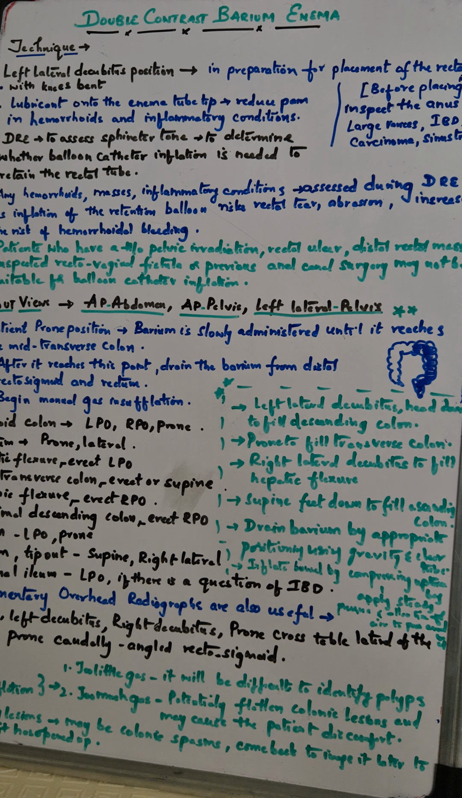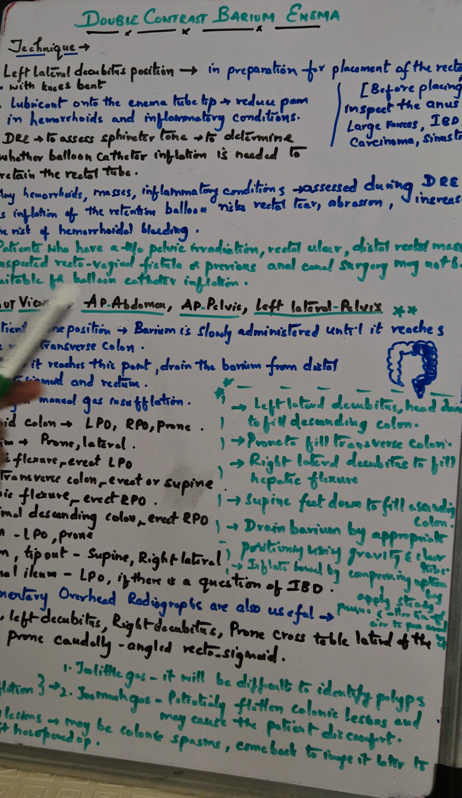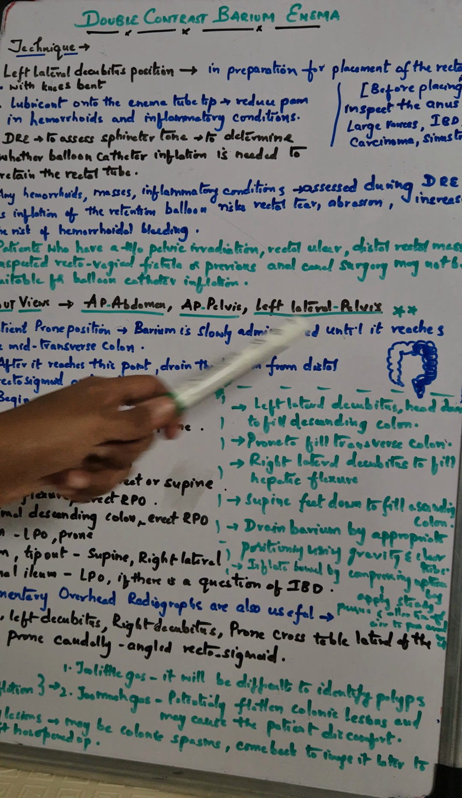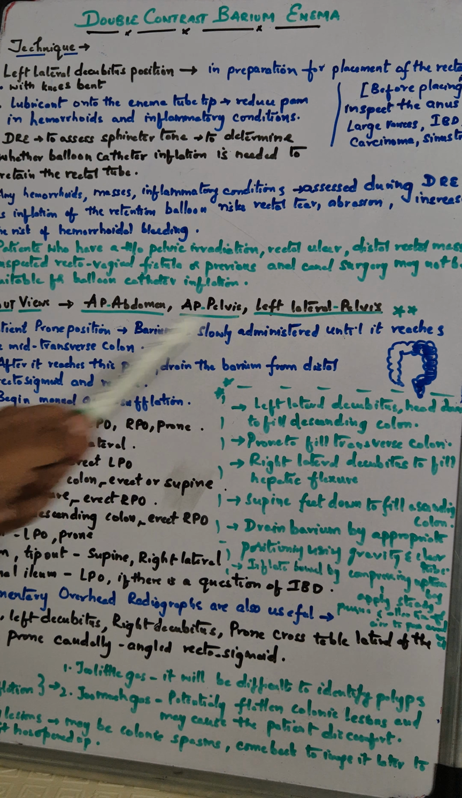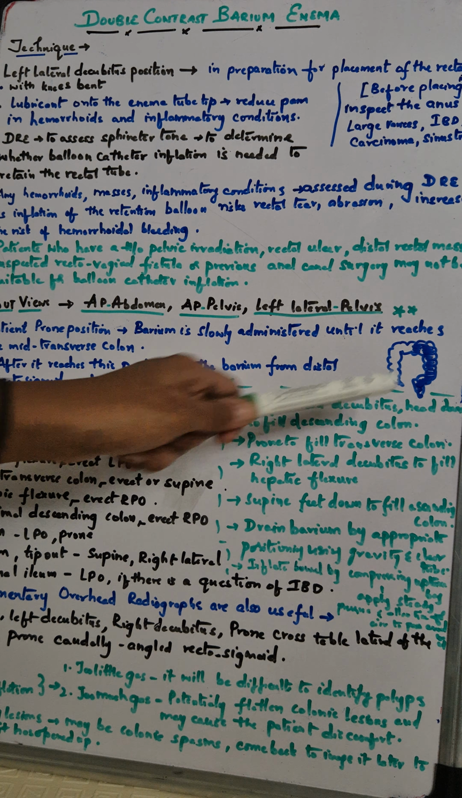First, you take a scout view. In the scout view, we take an AP abdomen, an anteroposterior pelvis and a left lateral pelvic view, so you take 3 views. Then the patient is placed in the prone position. Barium is slowly administered until it reaches the mid-transverse colon. After it reaches this point, drain the barium from the distal rectosigmoid and rectum.